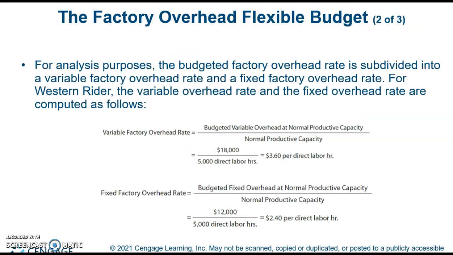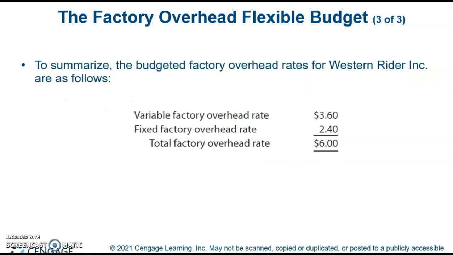So in order to analyze this and make it more meaningful for managers, we're going to subdivide this into variable and fixed overhead rates. For the first one, which is variable, we do budgeted variable overhead at normal capacity divided by normal productive capacity, and we find out that it is $360 per direct labor hour. For the fixed one, we do the same thing, 12,000 divided by 5,000, and it's $240. So we've just broken it down into variable and fixed overhead. There are two rates, and when we combine them, we get the total of 6.